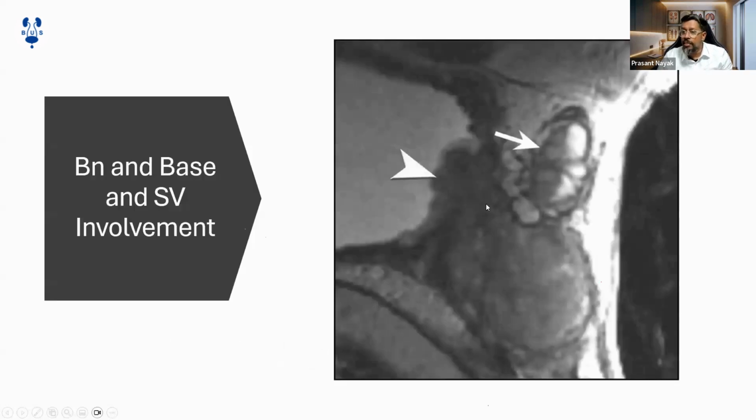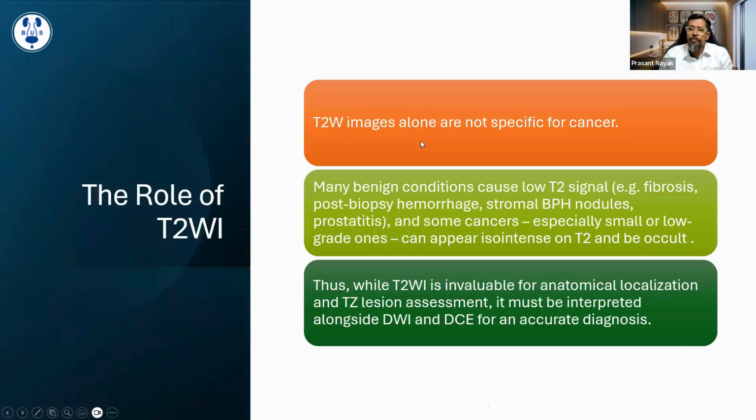So this is again showing a sagittal section. You can see the bladder neck involvement and also involvement of this lesion into the seminal vesicle. So again, anatomical extent, involvement of the bladder neck, involvement of the seminal vesicle is best seen on T2 weighted imaging. How do you know it's T2 weighted? You're looking at the seminal vesicle fluid, you're looking at the bladder urine, all that is appearing white. So this is a T2 weighted image which is showing beautiful anatomy of extension of prostate cancer into the neck and into the seminal vesicle.